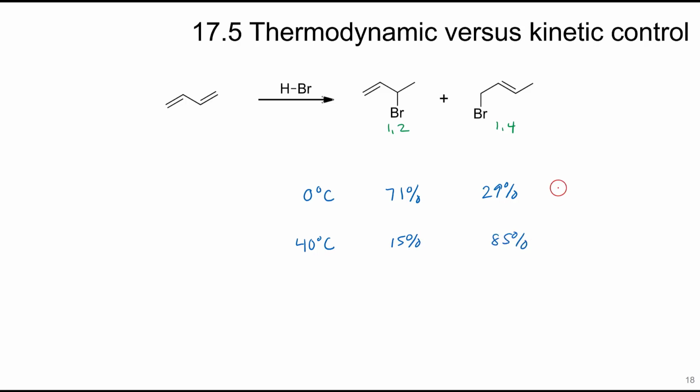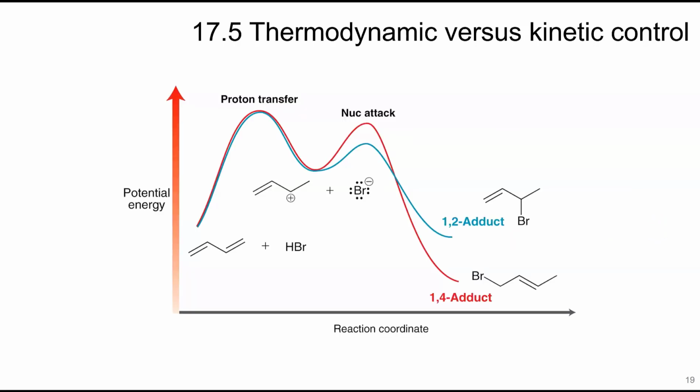A cold temperature prefers the 1,2 adduct, which is the less substituted alkene. The warm temperatures prefer the more substituted alkene. So we can use temperature to control which product is preferred. If we look at the potential energy diagrams, once the reaction gets started, it has to overcome an activation energy to do the proton transfer. We then form the carbocation.